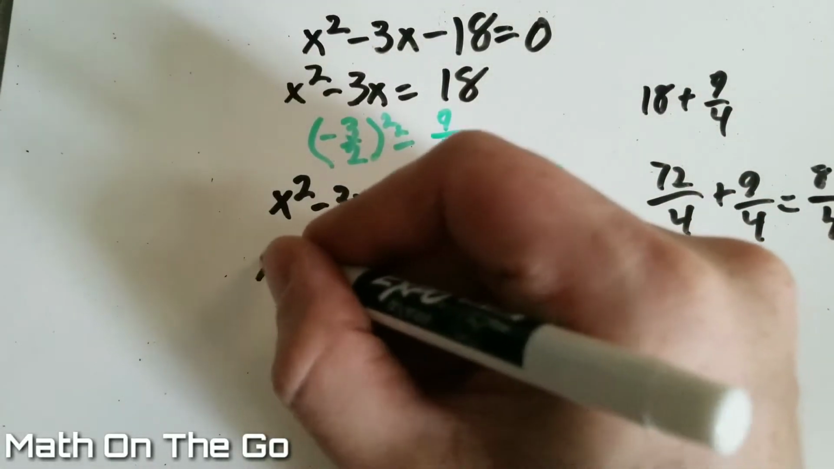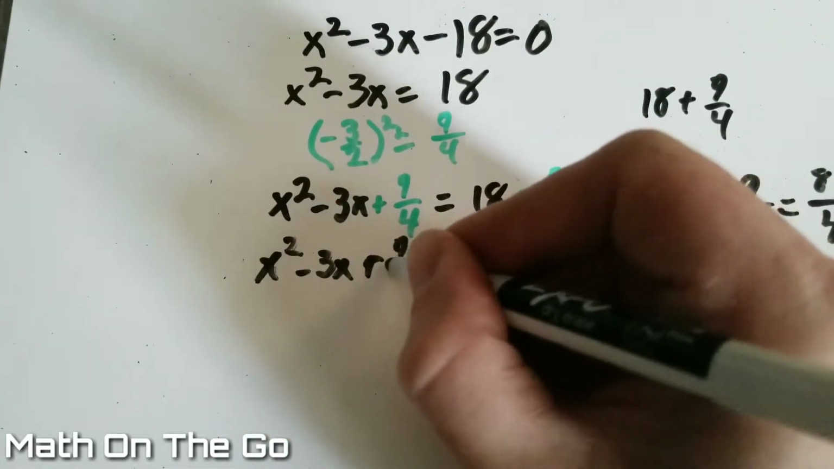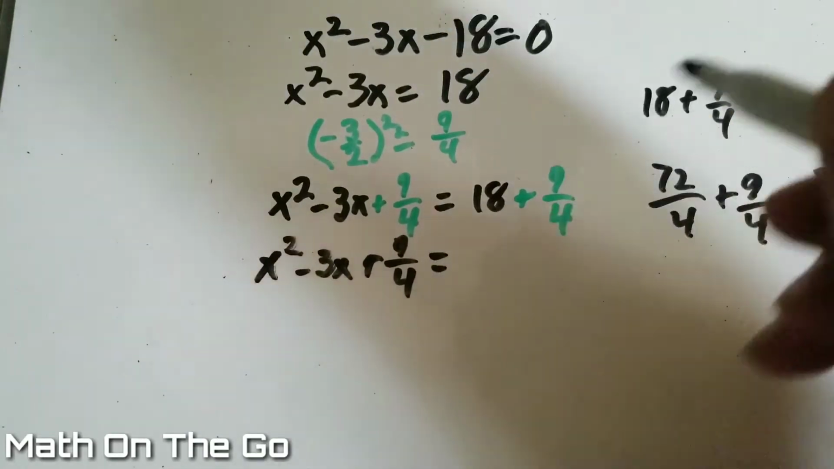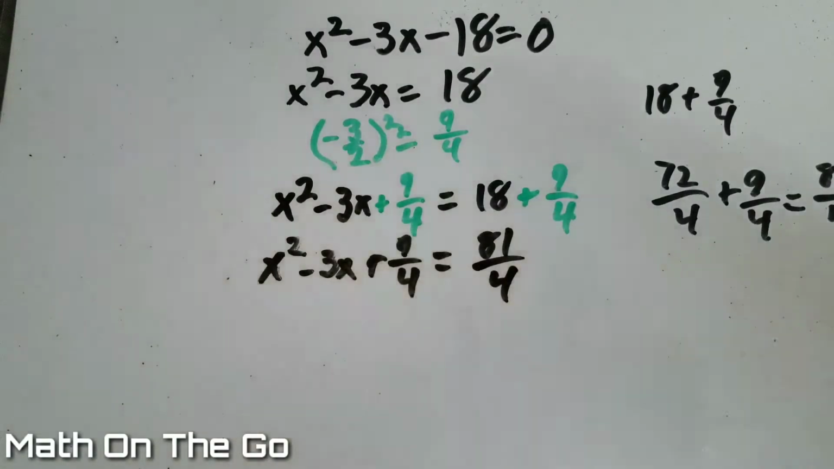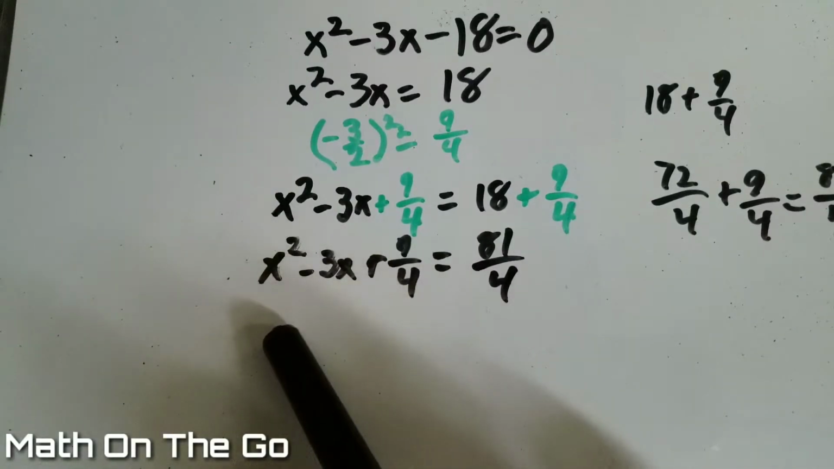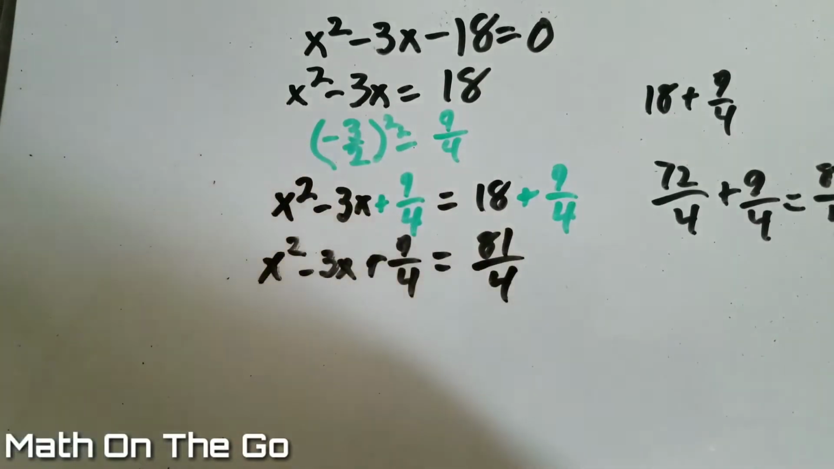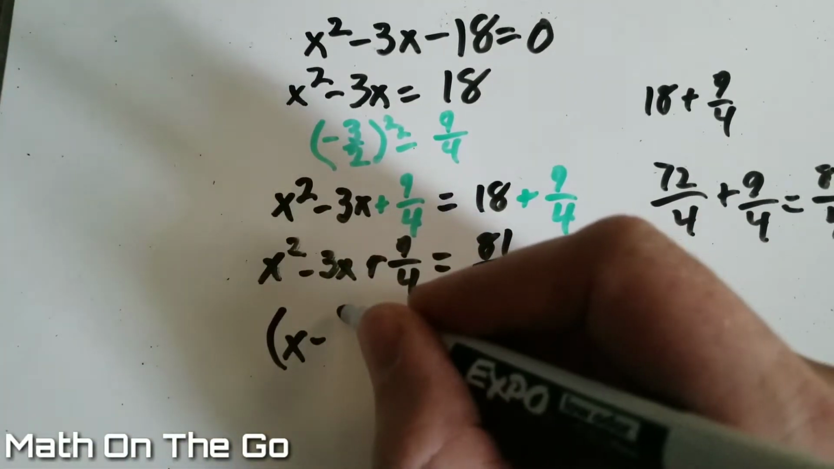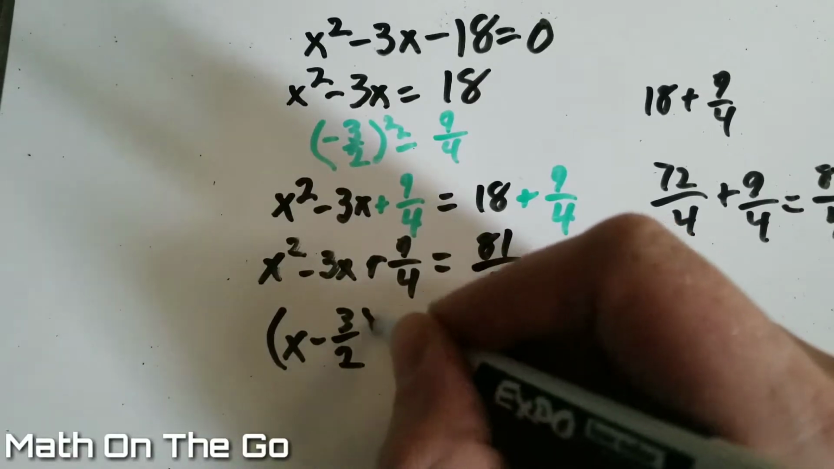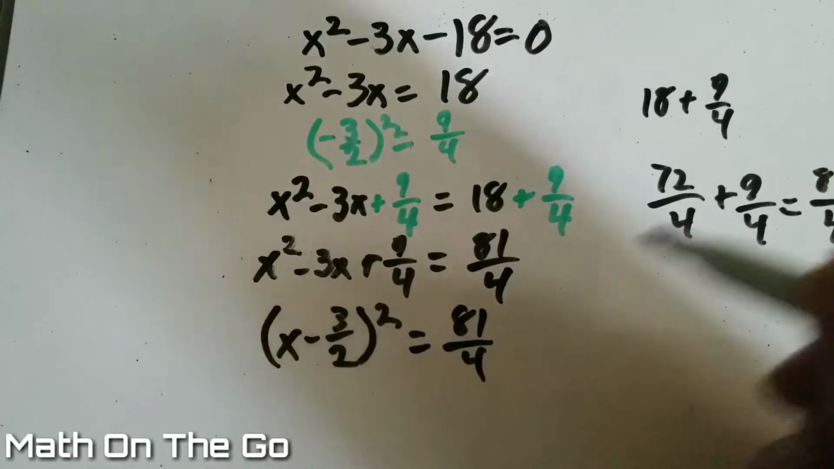Okay, so we can rewrite x squared minus 3x plus 9 over 4 equals 81 over 4. And again, we're going to factor this left side here. And when you factor it, what you're going to have is your negative 3 halves there. So we have x minus 3 halves squared equals 81 over 4.